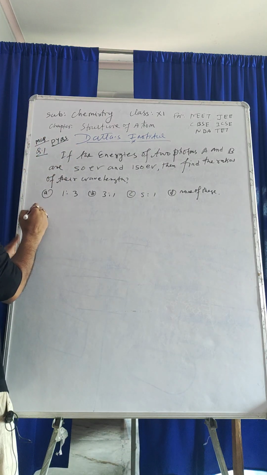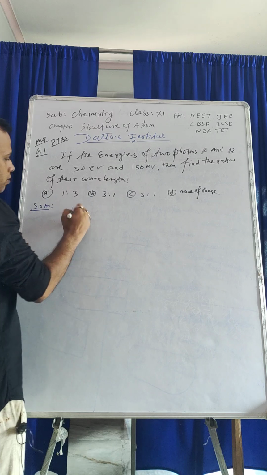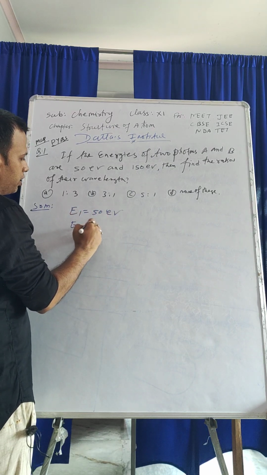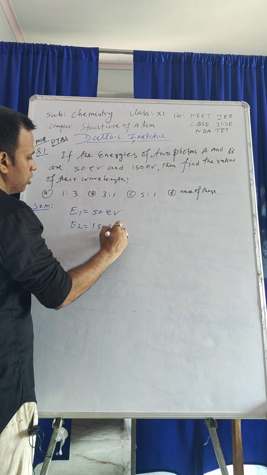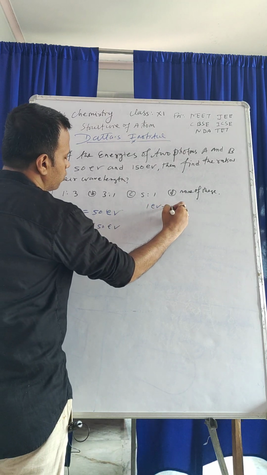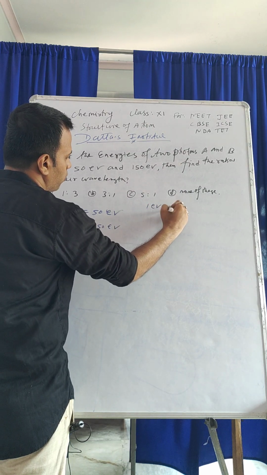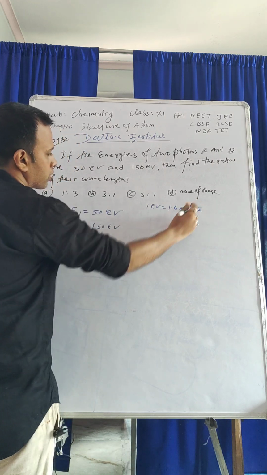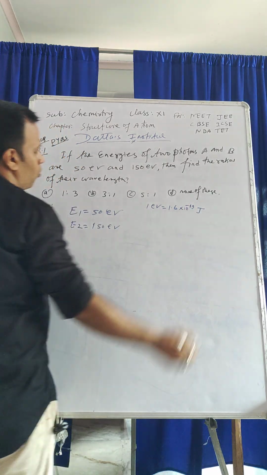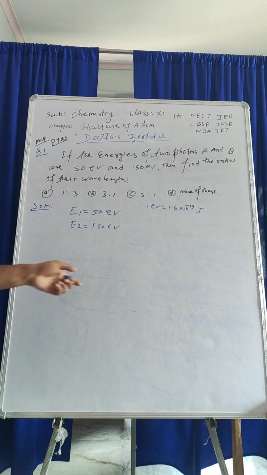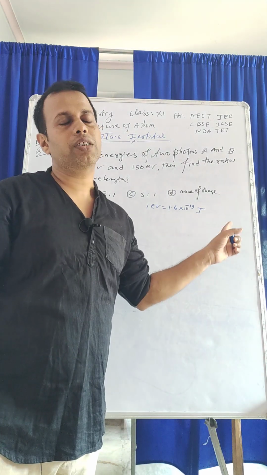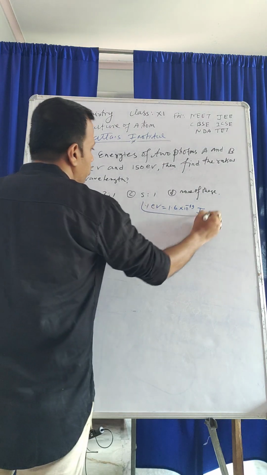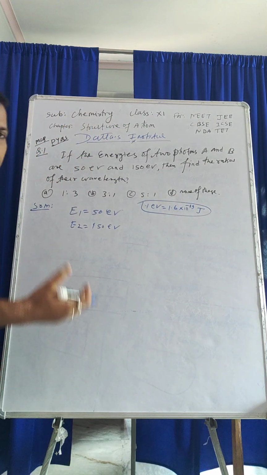So let's try. Here what is given? E1 is given 50 eV and E2 is given 150 eV. We know that 1 eV equal to what? 1 eV is nothing but 1.6 into 10 to the power minus 19 joule. Okay, 1 electron volt is equal to 1.6 into 10 to the minus 19 joule. Now since we have to find out the ratio, no need to convert this electron volt into joule.